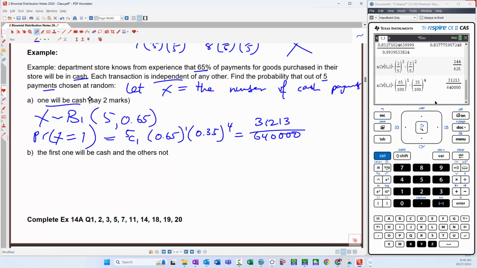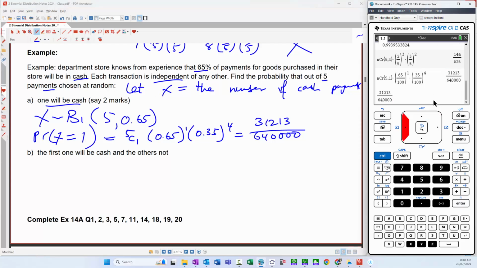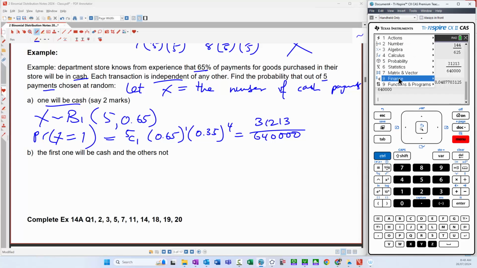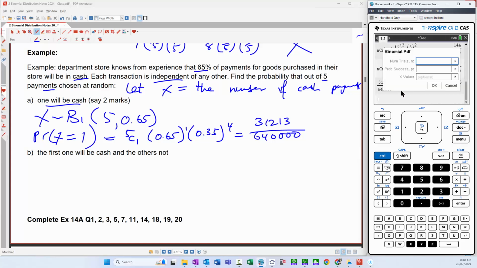In the question, it doesn't say to 4 decimal places, but again, we can check that by approximating, and then we can go and use a PDF. We're doing it 5 times, success 0.65, and the random variable value we're looking for is 1. It should give us exactly the same answer. Good. Okay, first one will be cash and the others not.